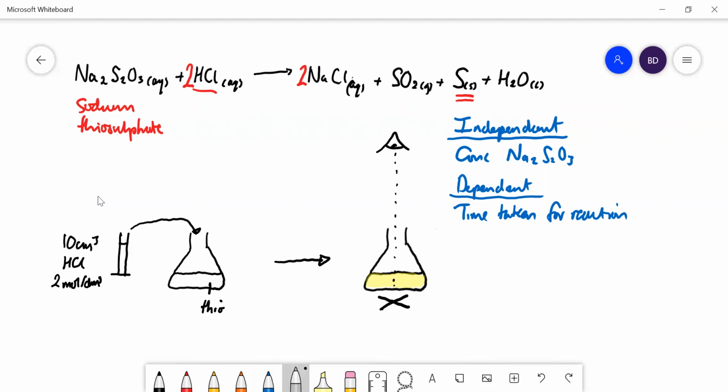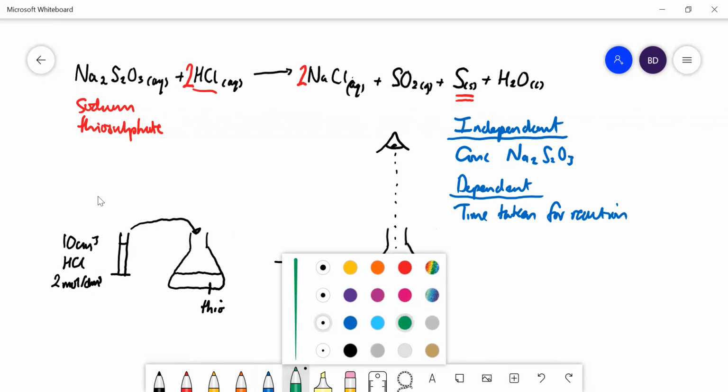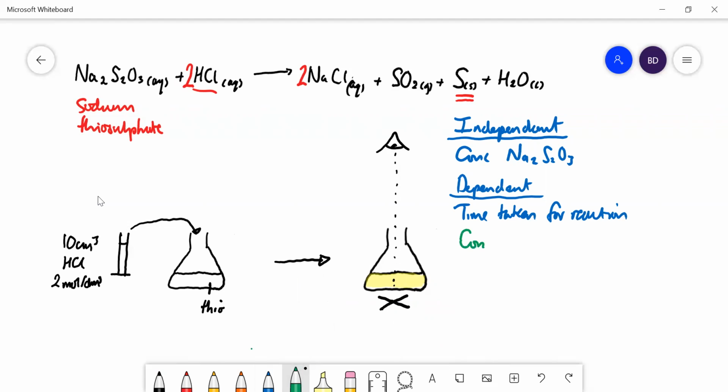Okay, let's think about control variables then for this. Right, control variables. Now, there are quite a lot of different ones. Some of them are more important than others. And it's a pretty common question to ask, what are the control variables for this experiment? Well, you can say things like it should be the same cross and the same person looking at it, which is true. But the more important thing, I think, is that we're adding hydrochloric acid every time. So we should add the same volume of HCl, and the same concentration of HCl each time. It's better to say same volume rather than same amount, because you're being a bit more precise there.